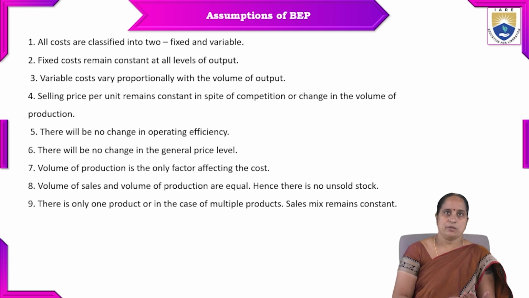Only variable cost changes based on the volume of output, and selling price per unit remains constant in spite of competition or change in the volume of production. There will be no change in operating efficiency, and no change in the general price level. Volume of production is the only factor that affects the cost. Volume of sales and volume of production are equal, hence there is no unsold stock. There is only one product, or in the case of multiple products, the sales mix remains constant.